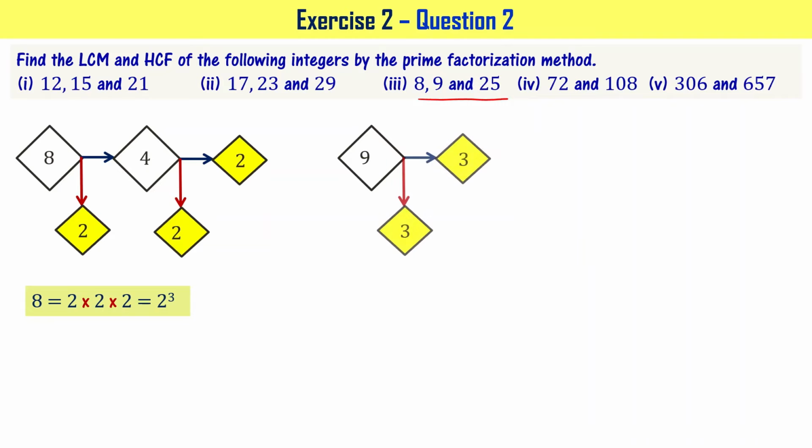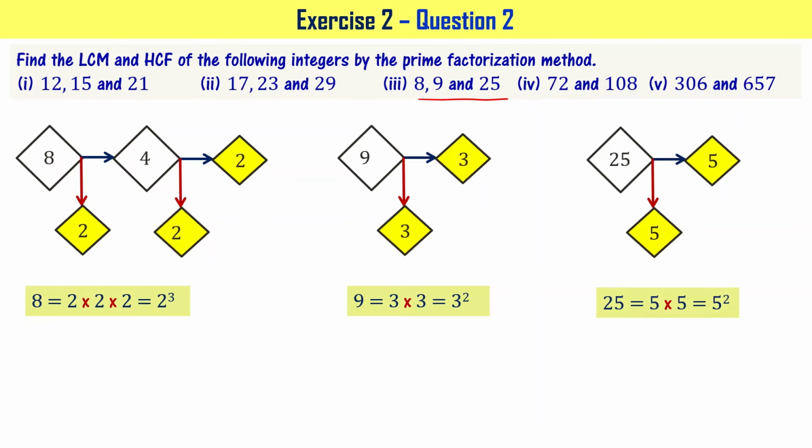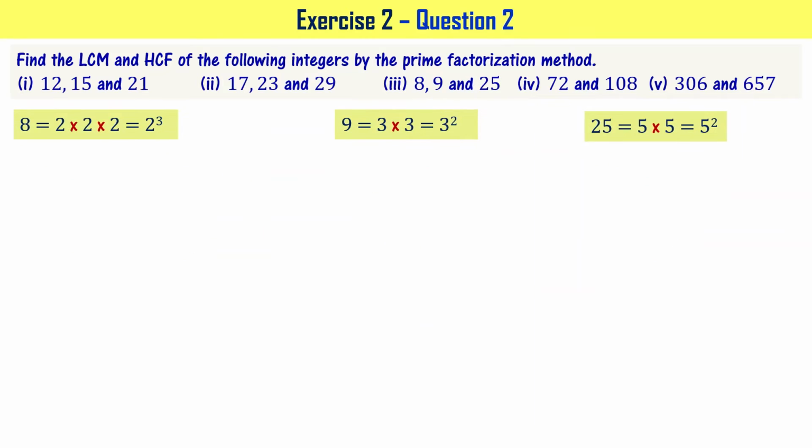9 can be written as 3 times 3. It means it is 3 square. 25 can be written as 5 times 5. It is 5 square, right? Let's take a note of that.